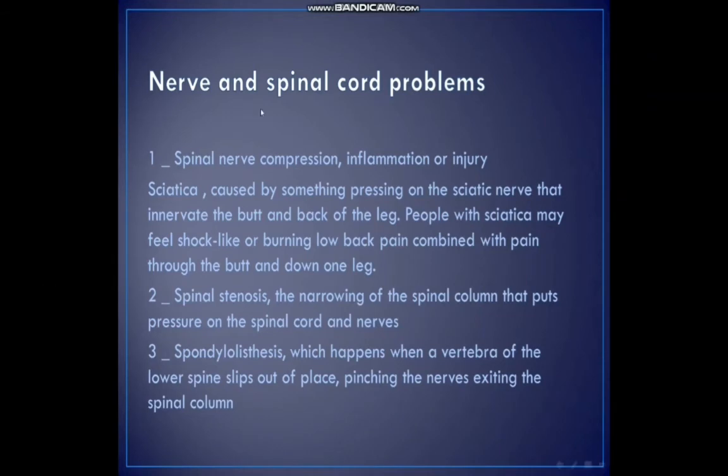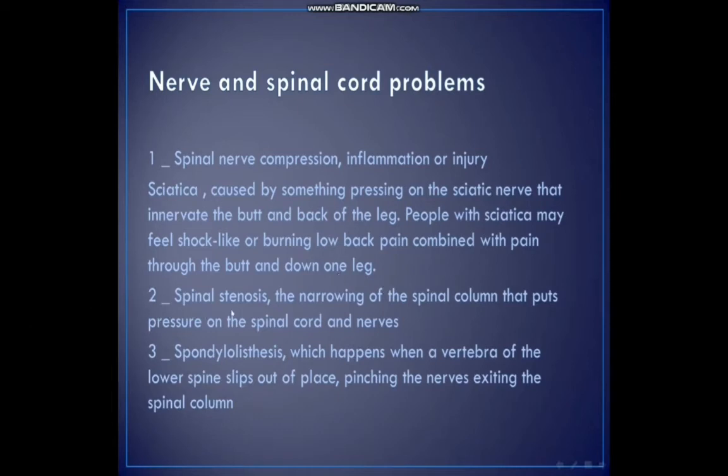Nerve and spinal cord problems. There are many types of problems. We will talk about some of them. First one, we have spinal nerve compression, inflammation or injury. This disease is called sciatica, caused by something pressing the sciatic nerve that innervates the buttock and the back of the leg. People who have sciatica will feel pain in the low back and also in the buttock and down the back of the leg.